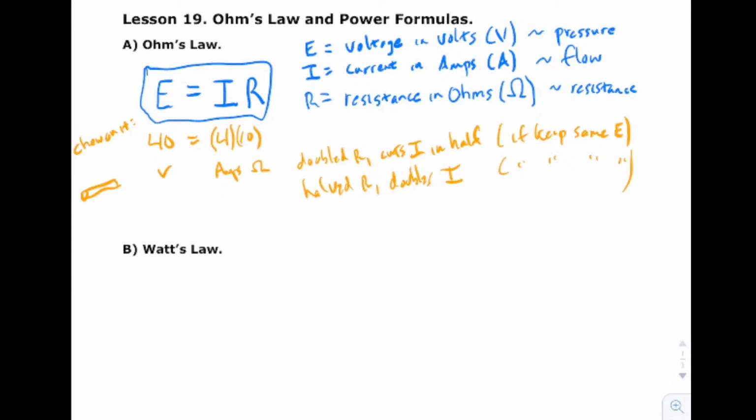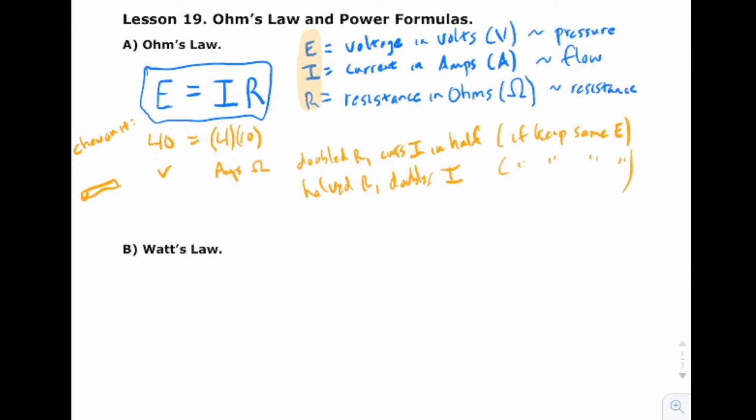You've got to somehow remember, and you will eventually as you keep working these problems in my class and in the rest of your electrical classes: E is for volts, it's in volts. I is for flow, current, it's in amps. R is for resistance, in ohms, with this funny symbol, omega, standing for ohms.